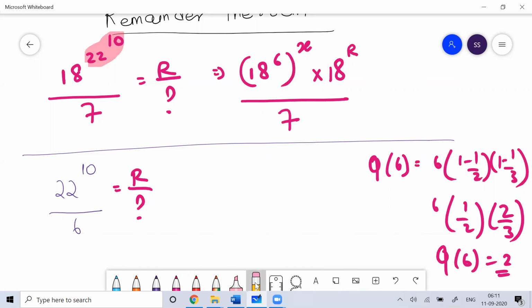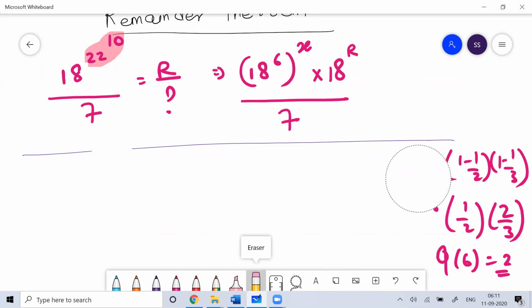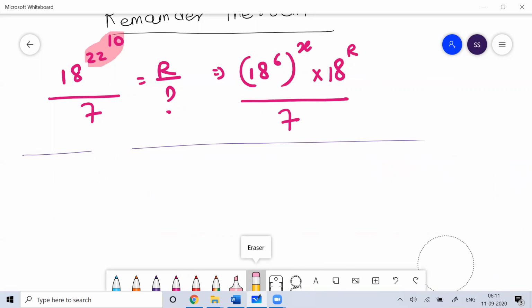they should be co-prime to each other. So I can make this simpler. Here my number is 22 to the power 10, and I'm dividing this by 6. I'm more interested in the remainder part of this. If I divide 22 by 6, I get 4. So 4 to the power 10 divided by 6. Again, they are not co-prime to each other.